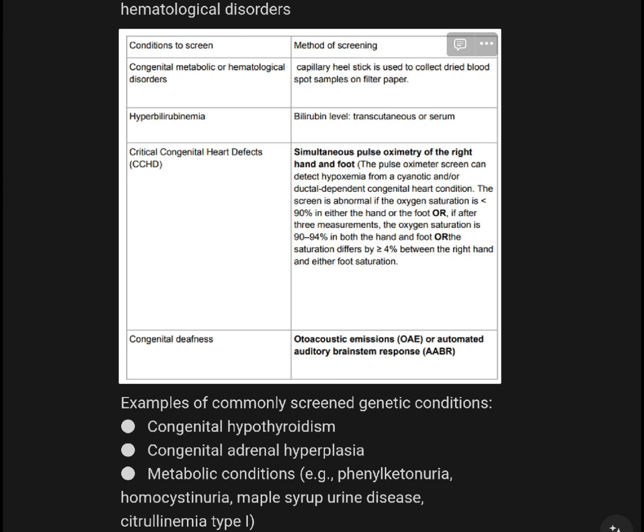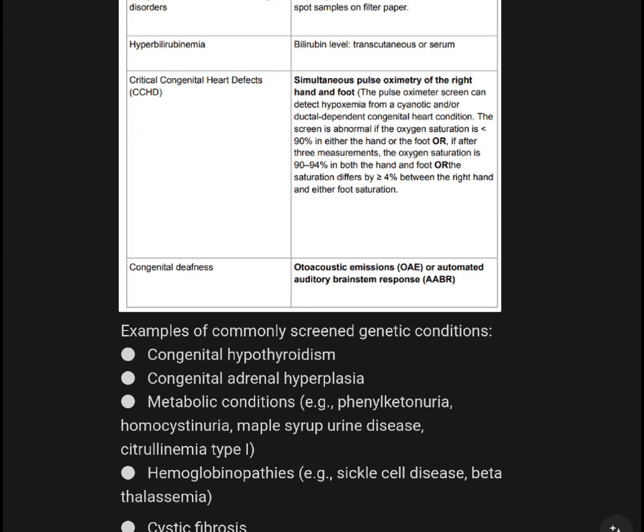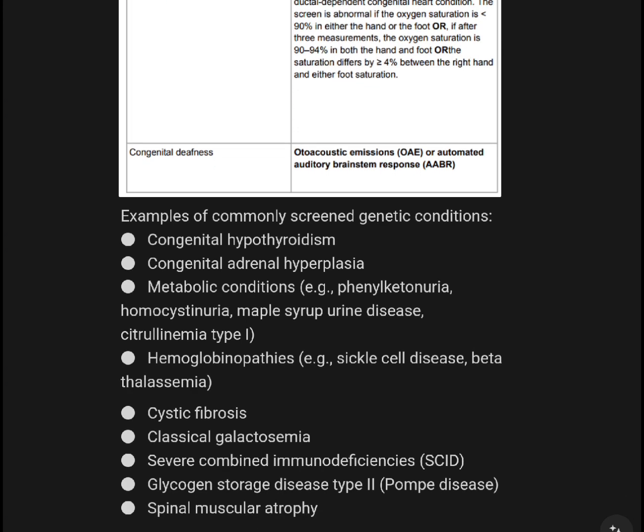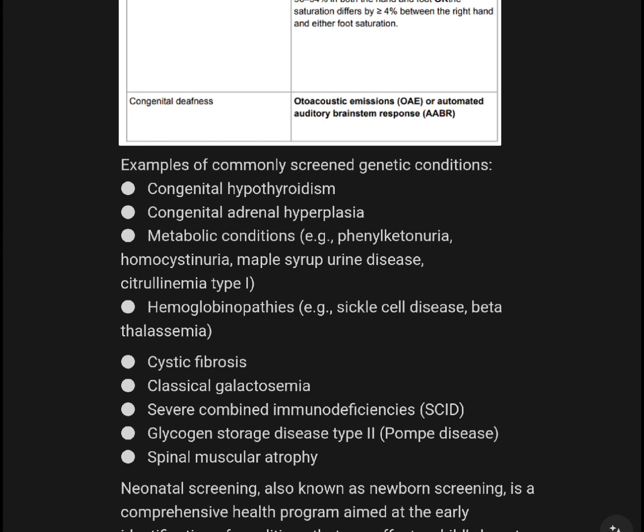The screen is abnormal if the oxygen saturation is under 90% in either the hand or foot, or if after 3 measurements the oxygen saturation is 90 to 94% in both the hand and foot, or the saturation differs by over 4% between the right hand and either foot saturation. Congenital deafness: otoacoustic emission or automated auditory brainstem response.